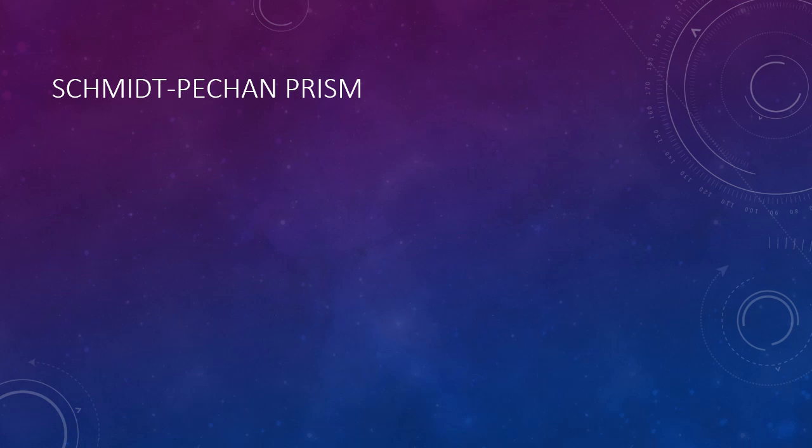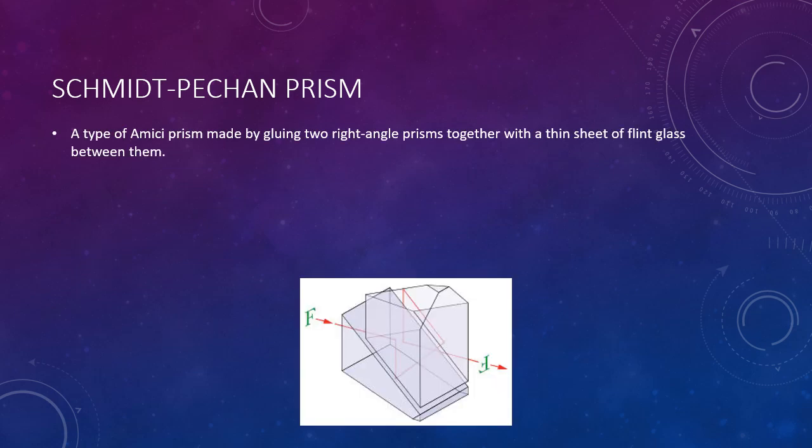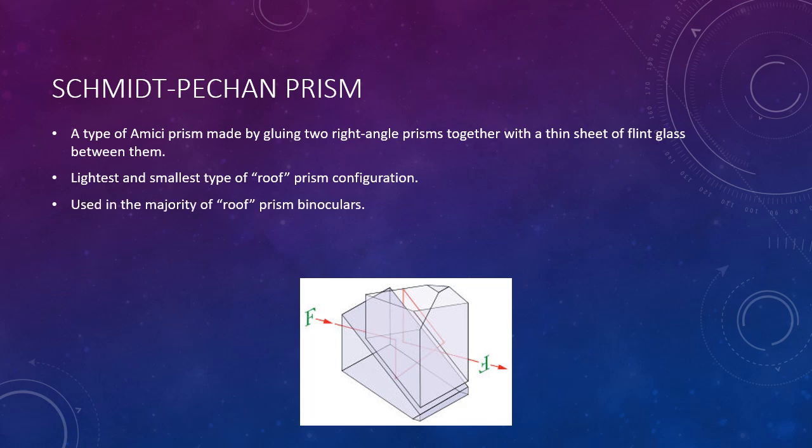Schmidt-Pichon prism. A type of Amici prism made by gluing two right-angled prisms together with a thin sheet of flint glass between them. The lightest and smallest type of roof prism configuration, used in the majority of roof prism binoculars.